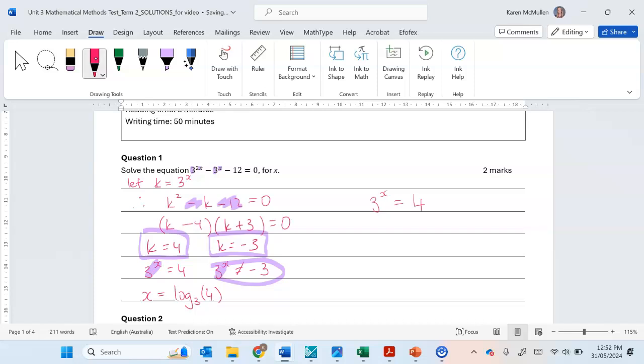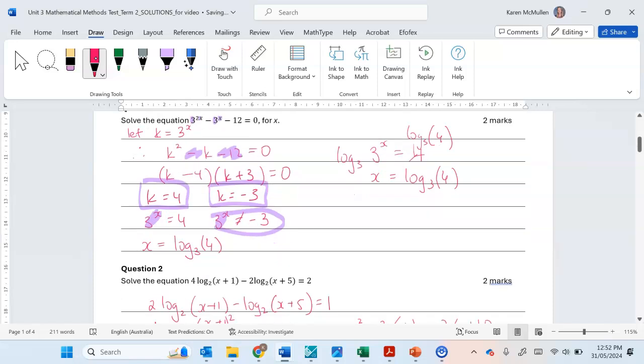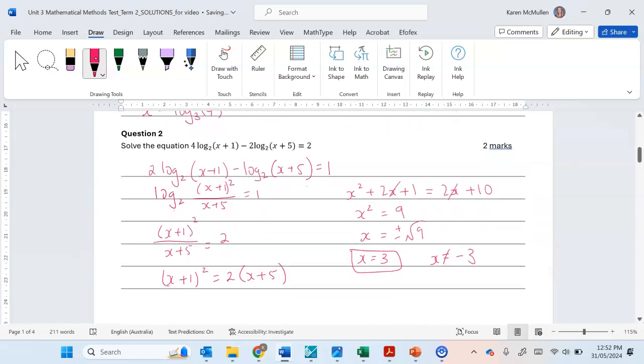Now if we want to solve for x, we take log base 3 of both sides. So log base 3 of 3 cancels out and we're just left with 1x, and we've got log base 3 of 4. All right, and that's our final answer. All right, moving along to question number 2.